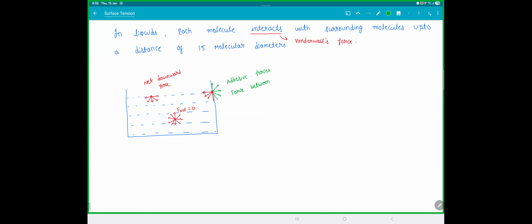Have you ever seen a Fevicol box? It will be written there, Fevicol adhesive. Adhesives are those substances where you can stick two different materials. You can stick wood to the wall, wood to metal. Getting it? These are all adhesives. Force between unlike molecules. Cohesive means force between like molecules.